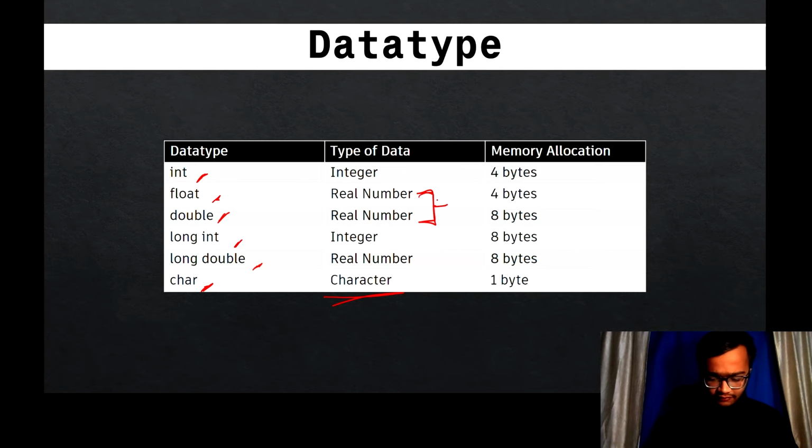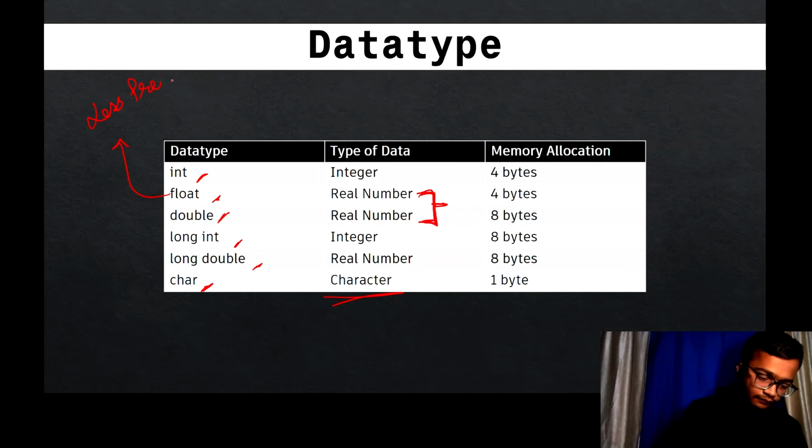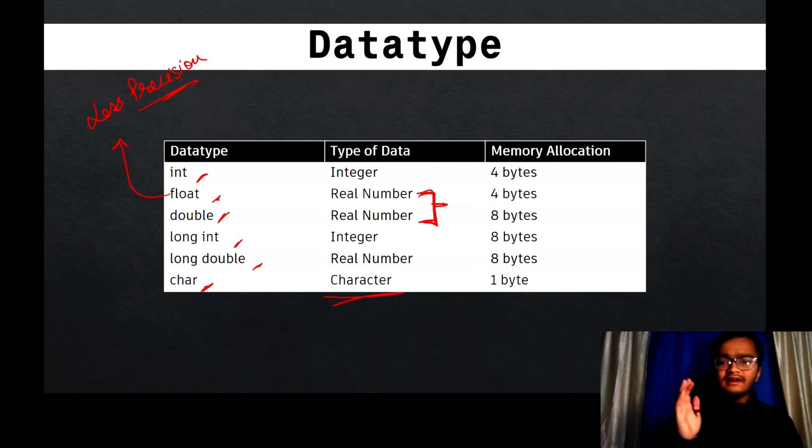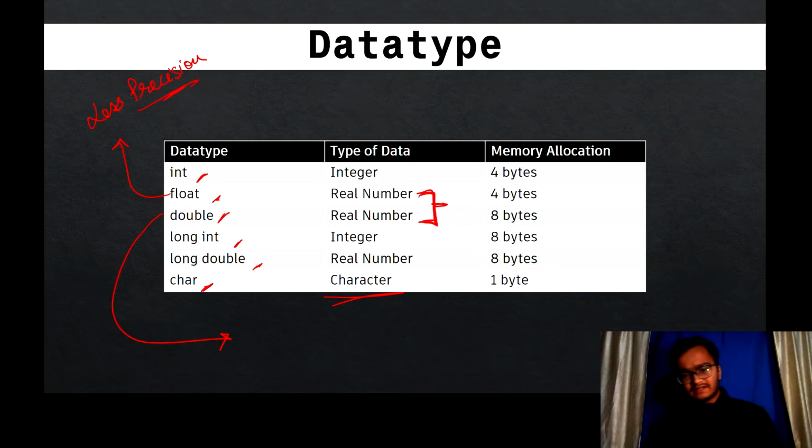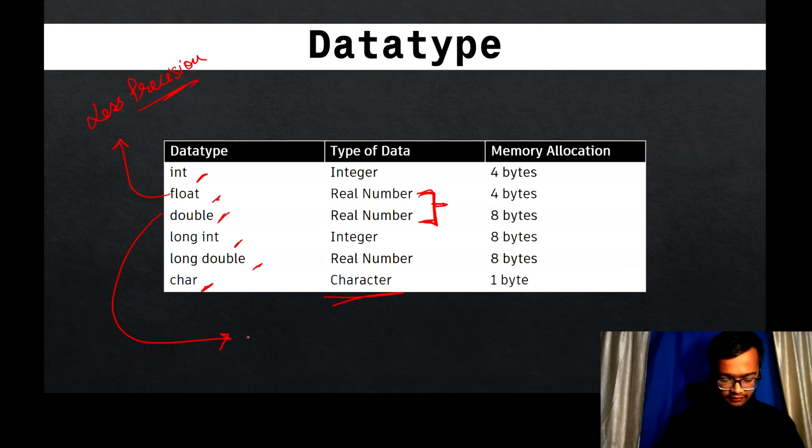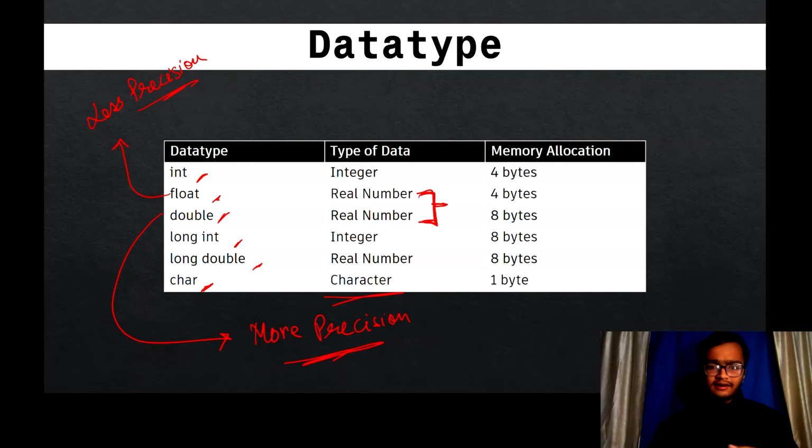Now you may have an obvious question that why are real numbers two here, float and double. See here, float means less precision. That means very less spaces after decimal. Suppose 2 to 3 spaces after decimal. But if you want to store numbers which have more precision, that is 15 to 16 numbers after decimal, we use double, which is more precision. Clear? So this is the advantage of float and double.